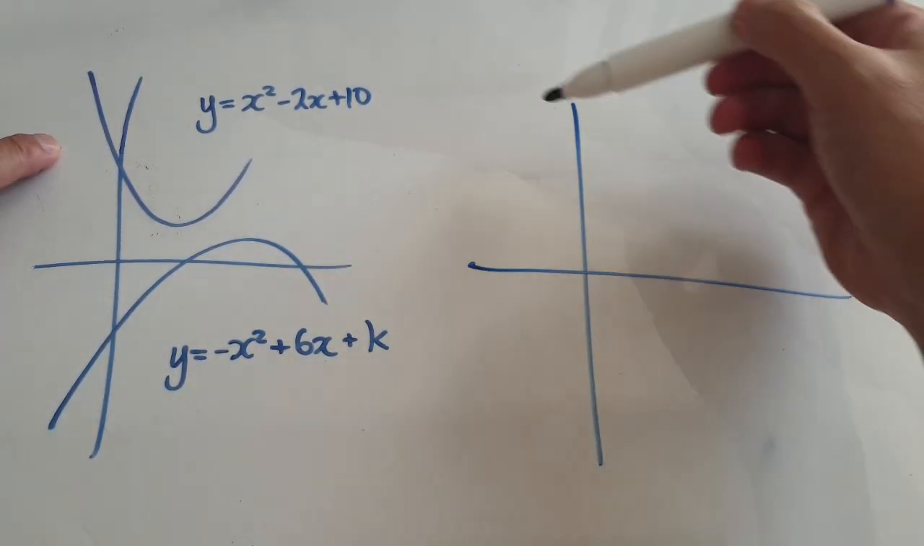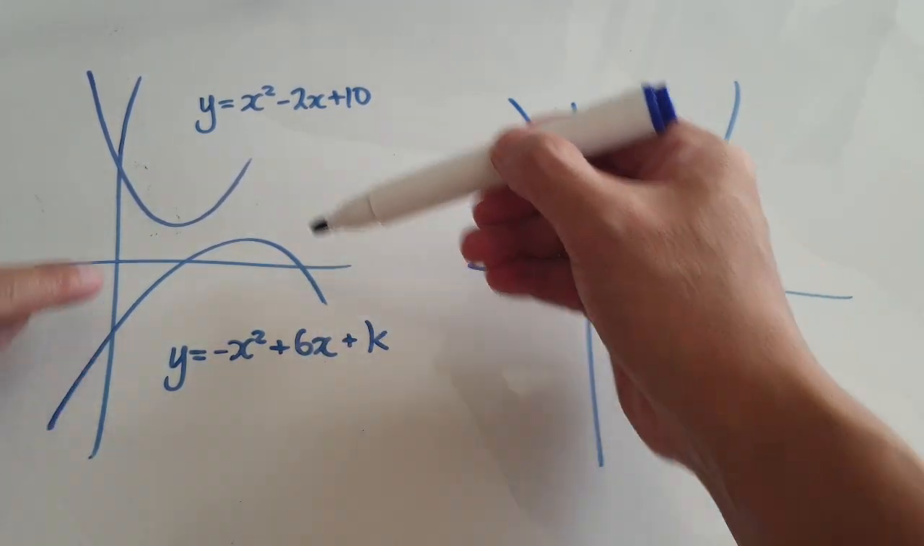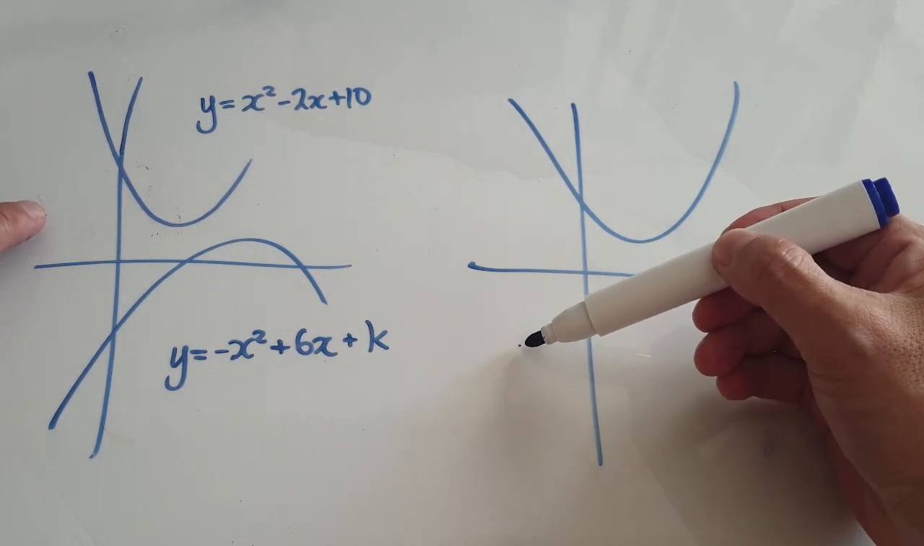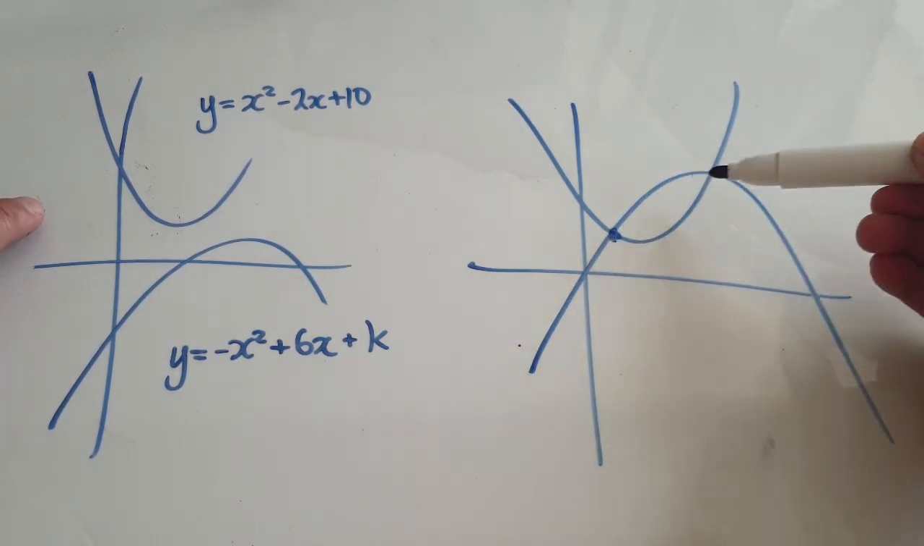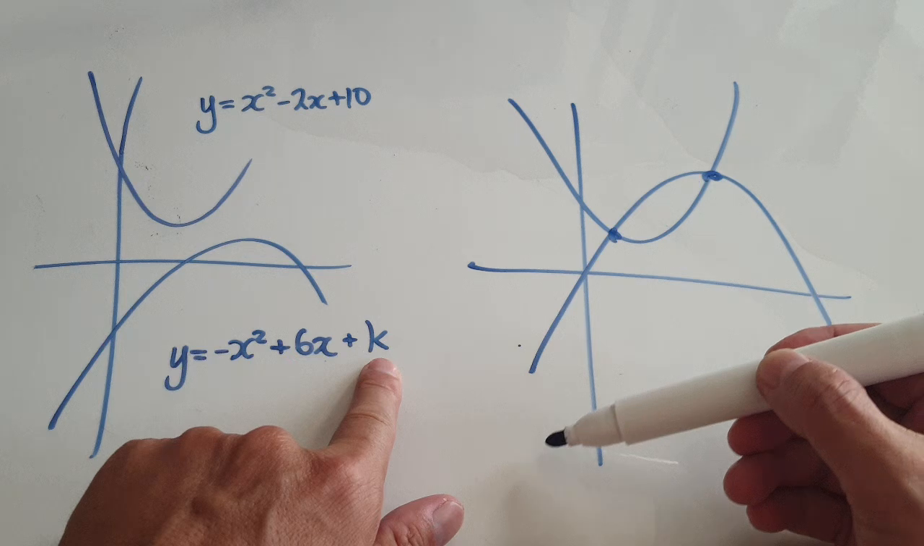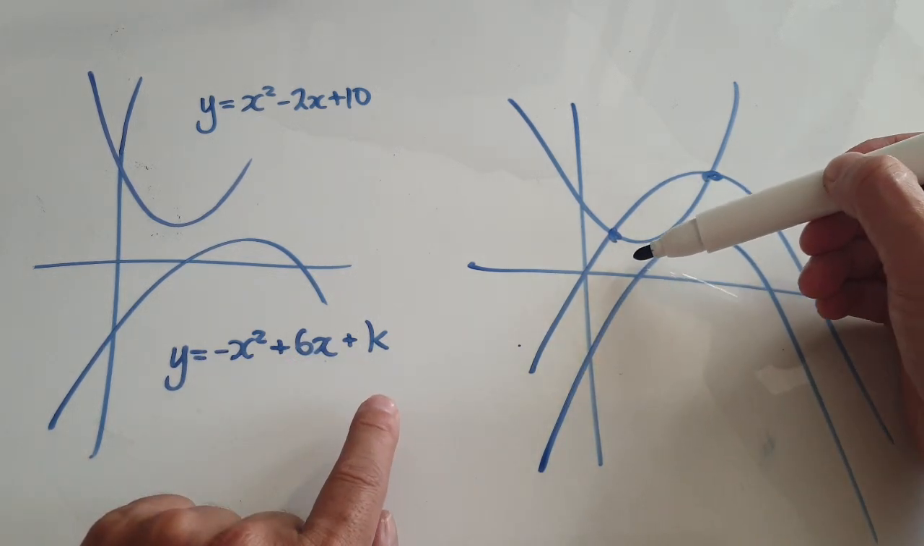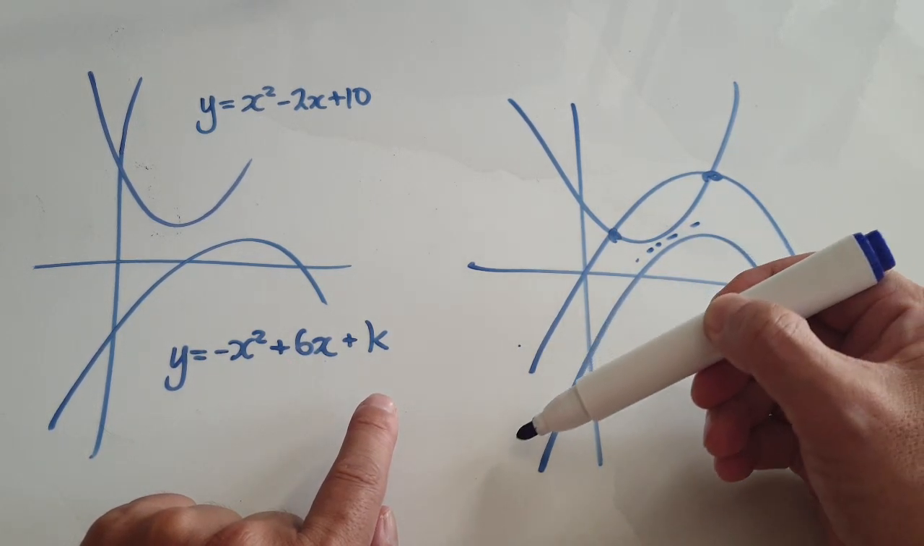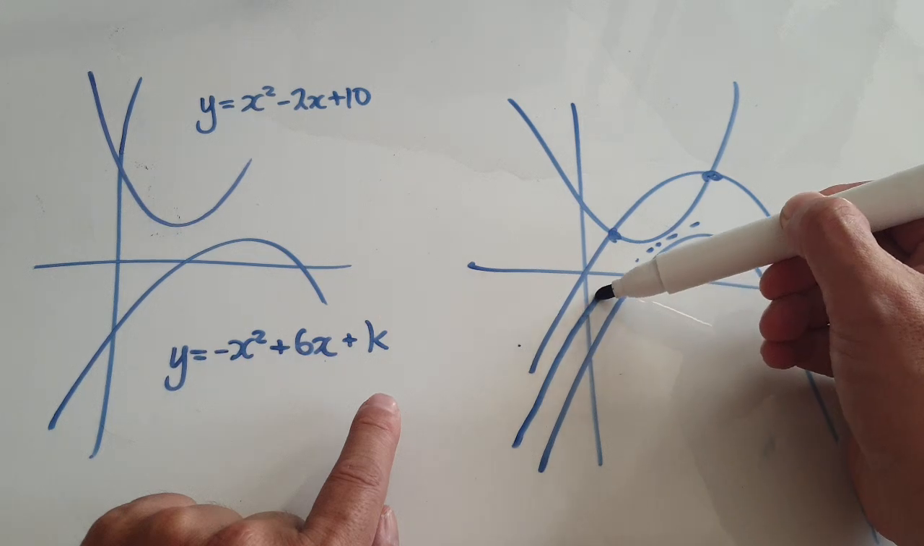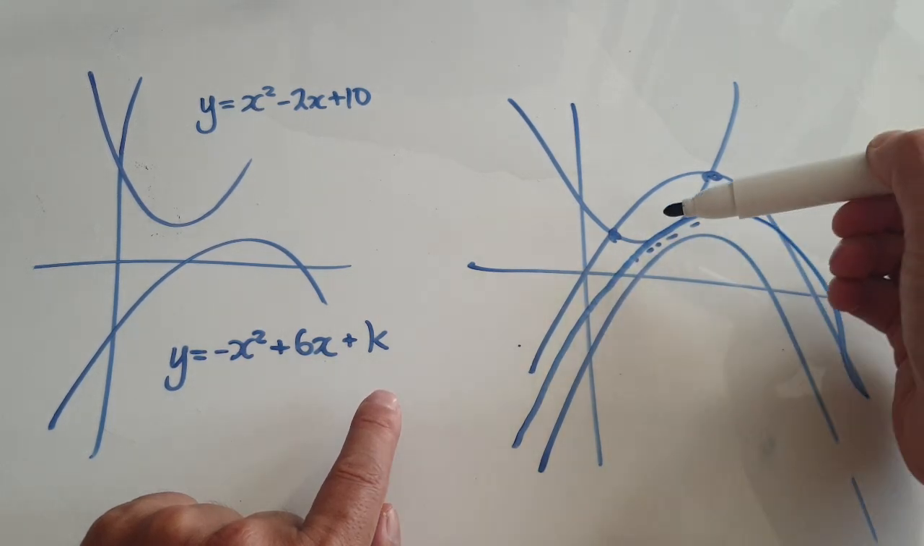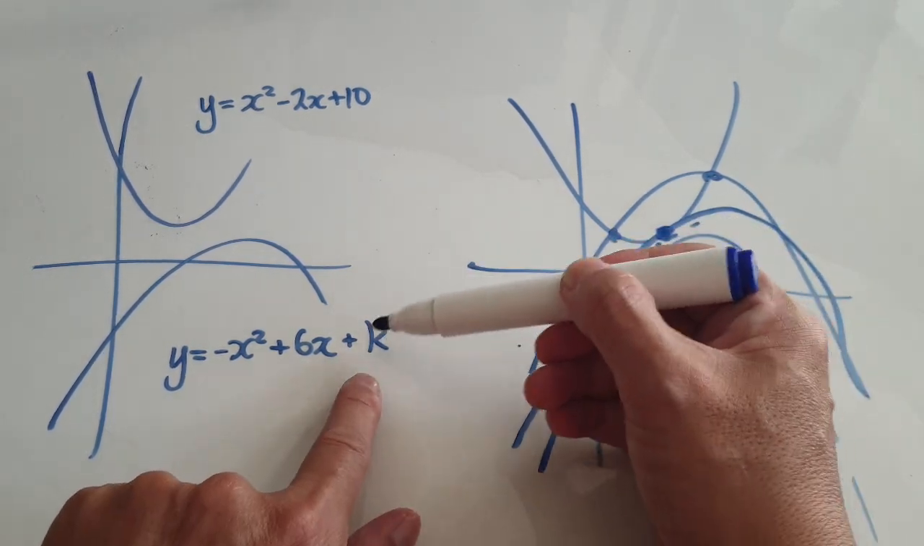here you've got this quadratic here. If k is too high, then it will look something like this. So here you've got two solutions. If k is too low, then here you've got no solution because there's a gap in between. Somewhere in between there is a special k where there is only one solution. Your job is to find the k.